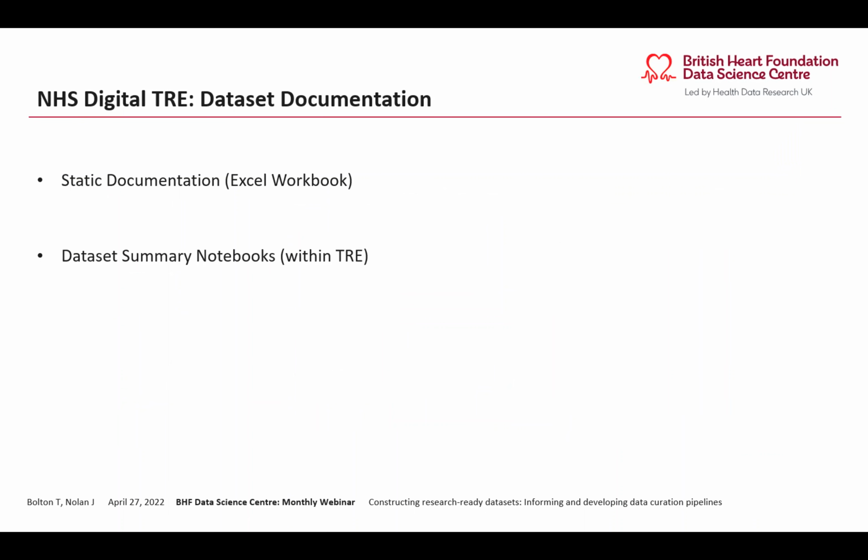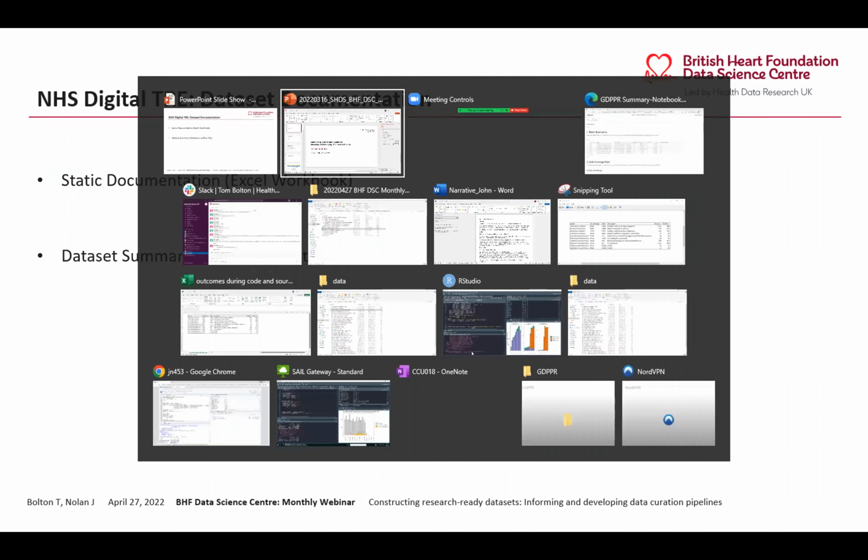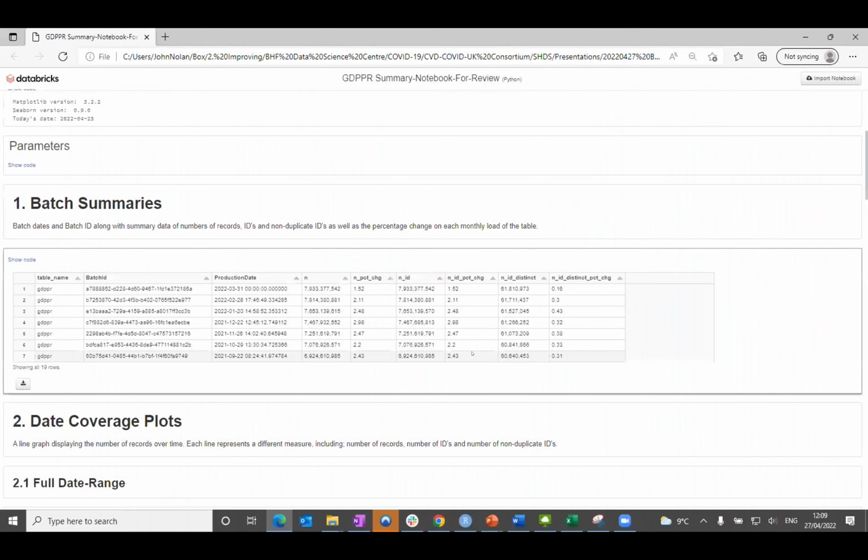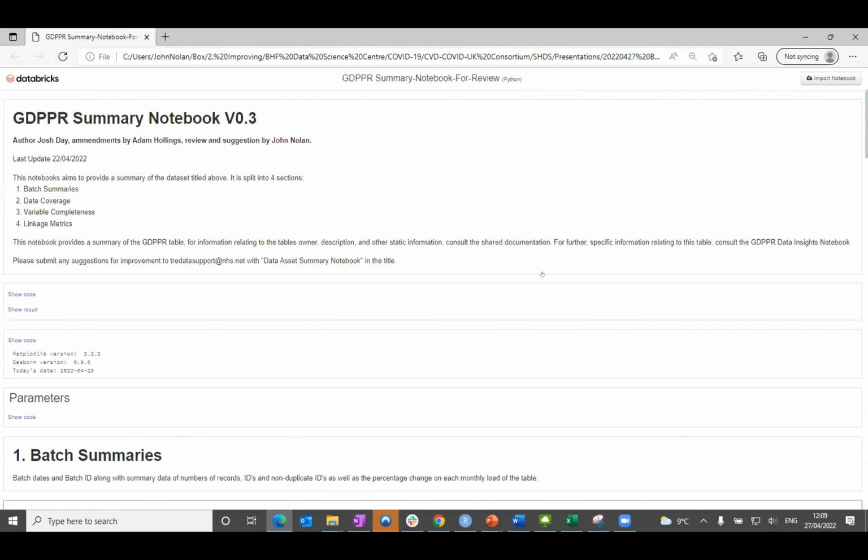Secondly, with the data wranglers, we're producing data summary notebooks within the TRE, which will provide all of the updating metrics based on the latest data. So I'll just show now the data summary notebook for the GDPPR dataset. And firstly, many thanks to the Data Wrangler team, in particular Josh Day and Adam Hollings, for all their hard work pulling these notebooks together.